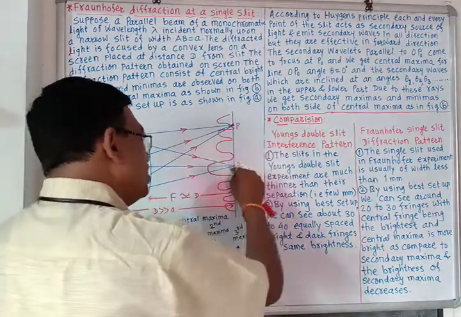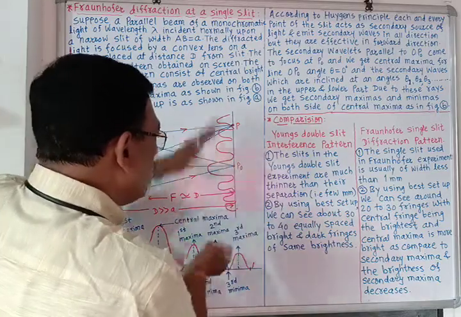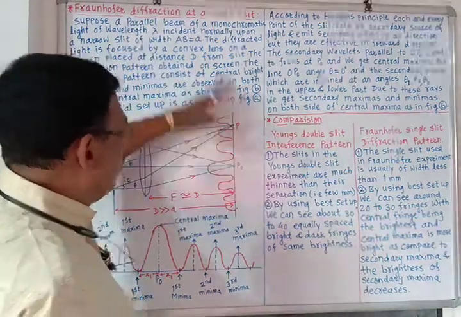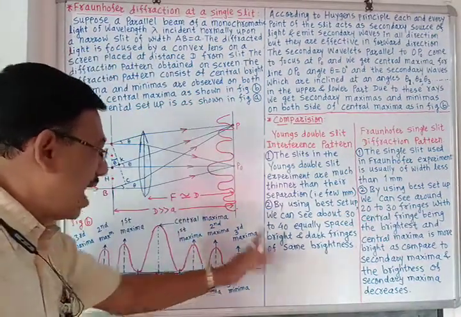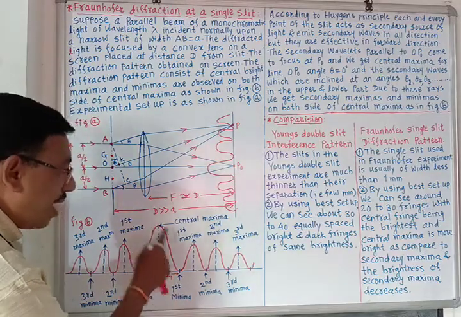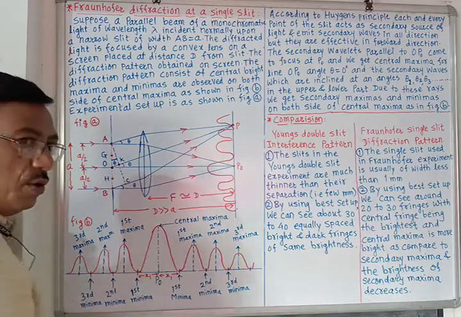This one is the distance on both sides of this point P0. Distance on both sides. This one is the central maxima, and so many maxima and minima are formed. At every maxima, the intensity of light is more.